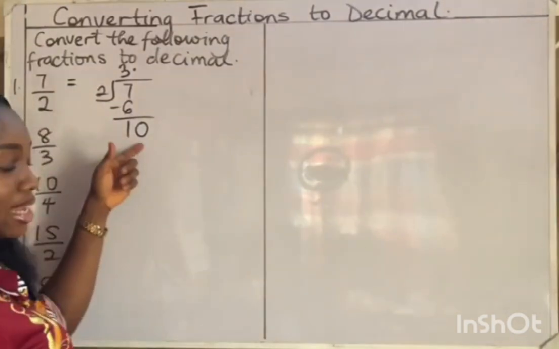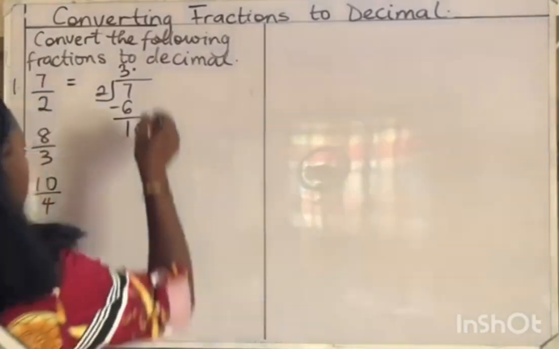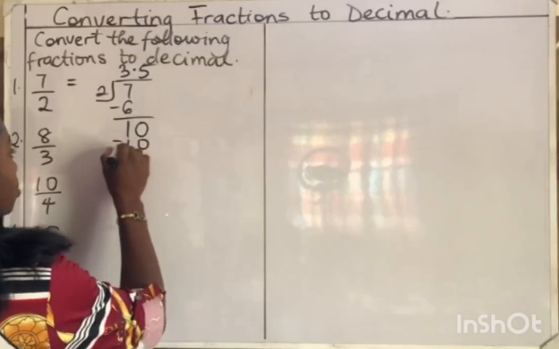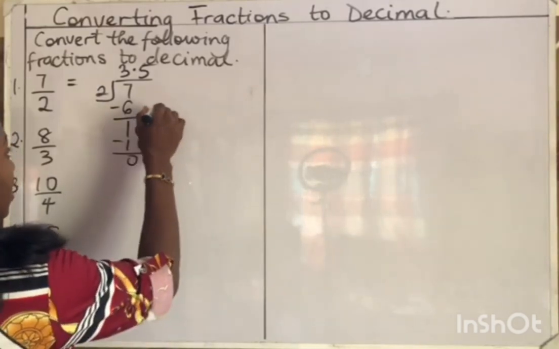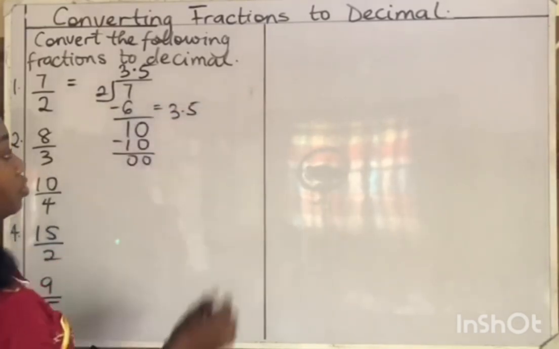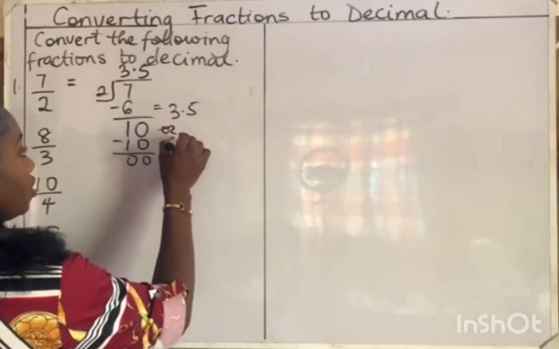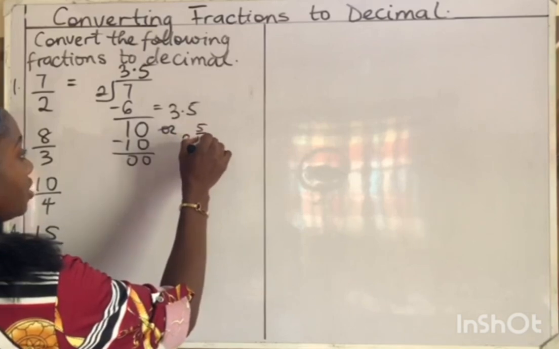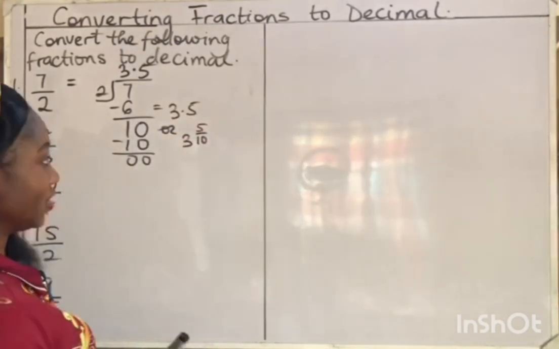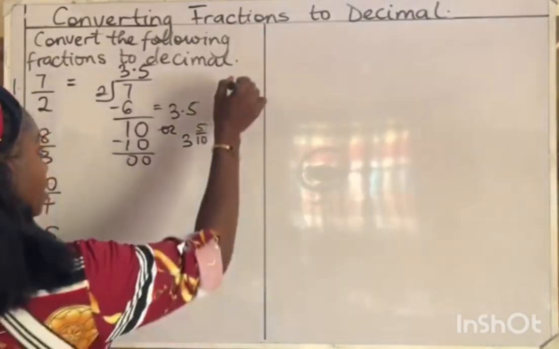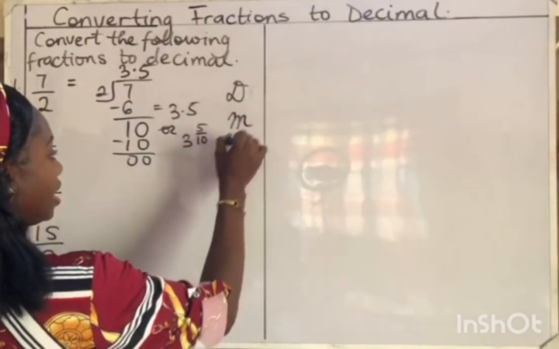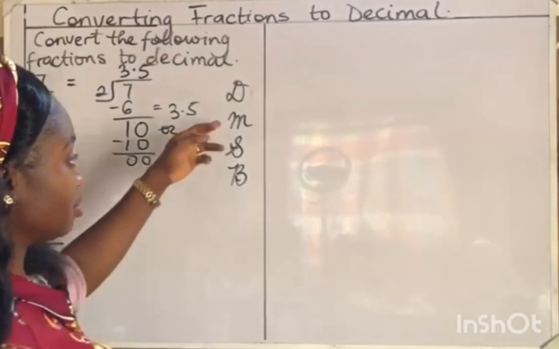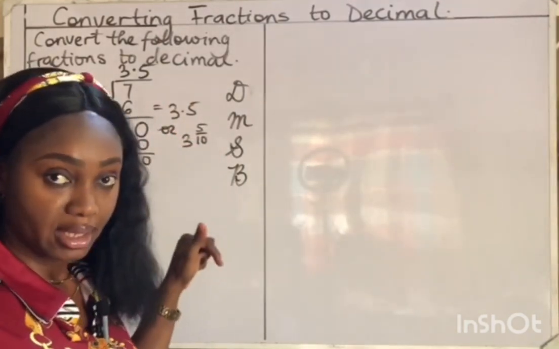Now, 2 can go into 10 to give us what? 5. Then we multiply. 5 times 2 is 10. And when we subtract, we have 0, 0. And that gives us 3.5, or 3 wholes 5 tenths. Okay? And remember, our acronym is DMSB, which simply means divide, multiply, subtract, and then bring down.